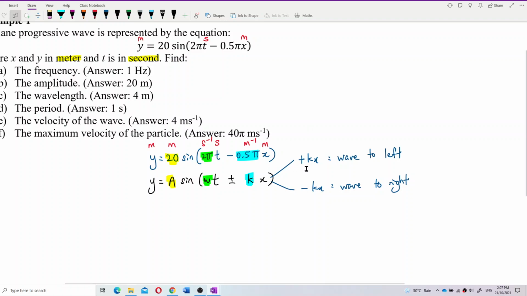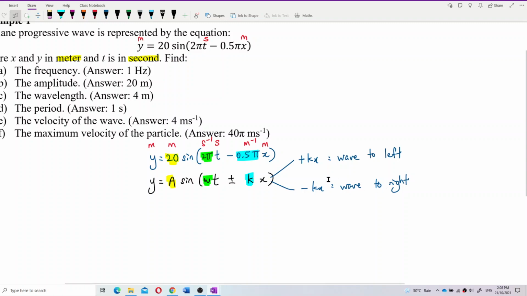Normally we say that positive is going to the right, isn't it? To the right direction. But for progressive wave, you just think that it is opposite to what you have learned before. Positive always to the right, but for this case, positive means the wave is moving to the left. And if negative, we always say to the left, but for progressive wave, the wave is to the right. Negative kx means wave moves to the right.